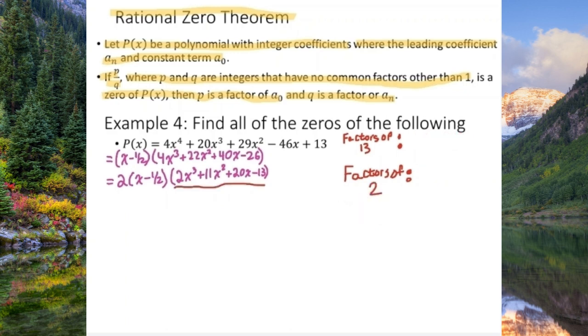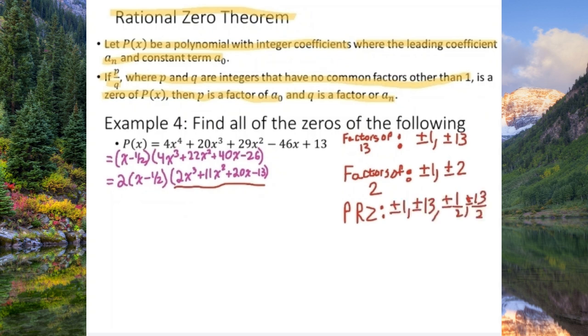Now, focusing solely on the 2x cubed plus 11x squared plus 20x minus 13, we can see that the constant term is 13, which we already know the factors are plus or minus 1 and plus or minus 13. The leading coefficient is 2, which gives us plus or minus 1 and plus or minus 2 as factors. So our possible rational zeros for our second factor would come from dividing our factors of 13 by our factors of 2, just like what we did before. And we have plus or minus 1, plus or minus 13, plus or minus 1/2, and plus or minus 13 over 2, which is a slightly smaller list than what we had before.